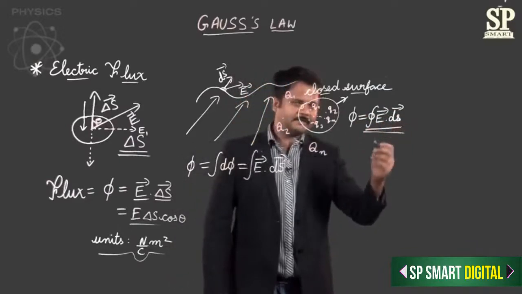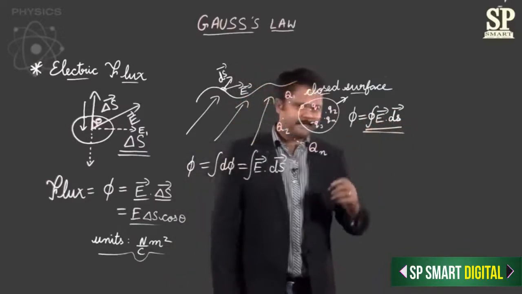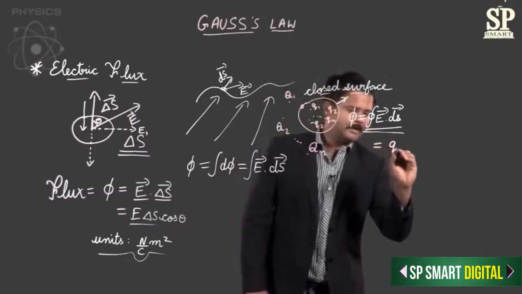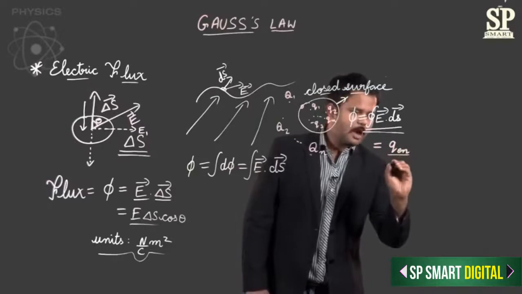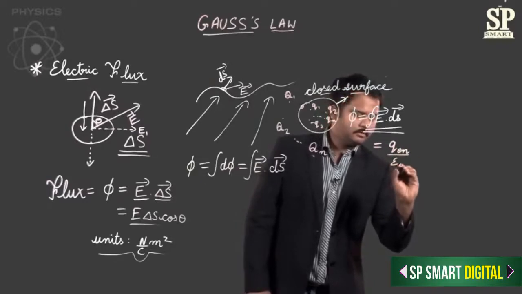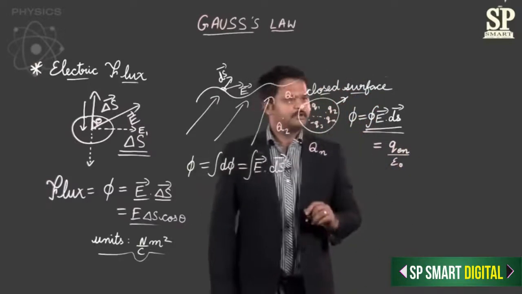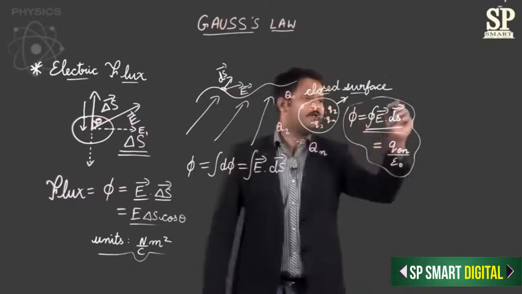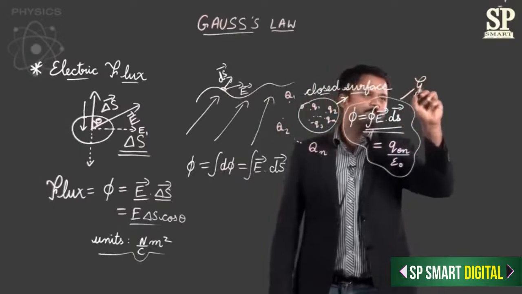Then the integral of E dot dS, this particular thing, is given as Q enclosed upon epsilon naught. So this is the statement of Gauss law really. I'll write Gauss law here.